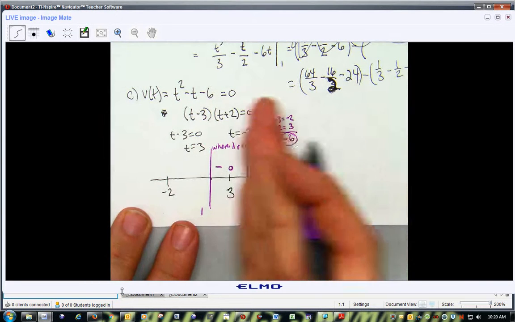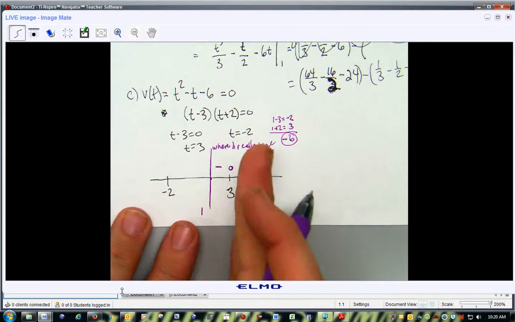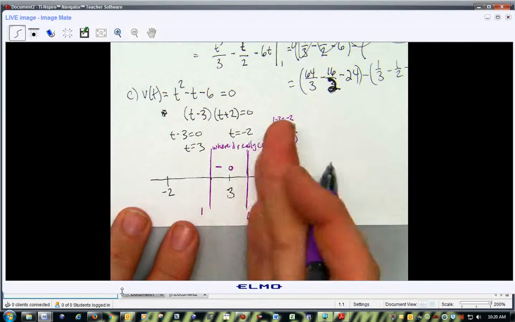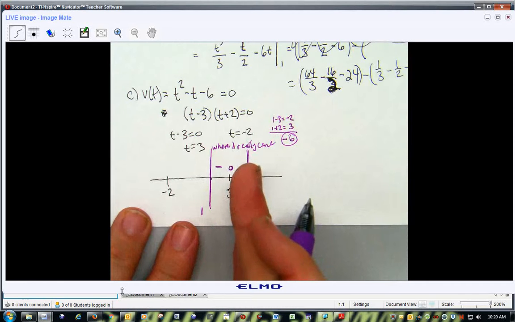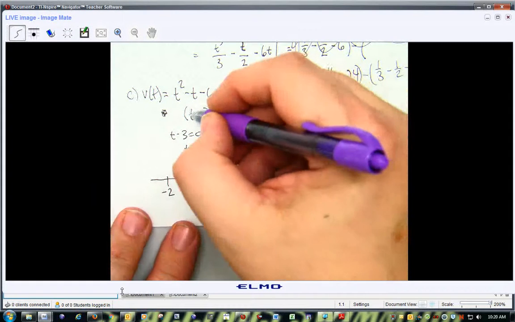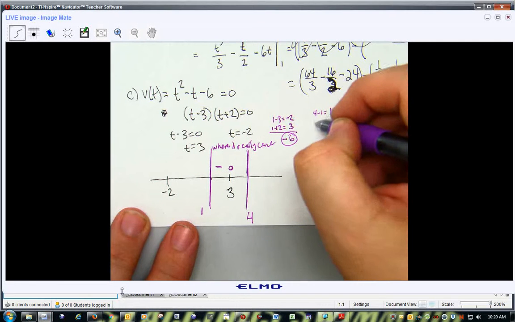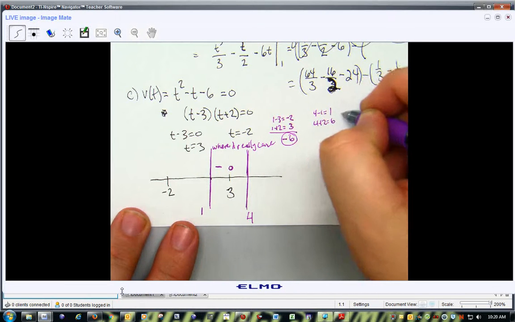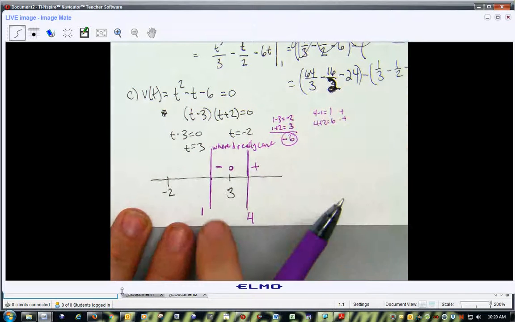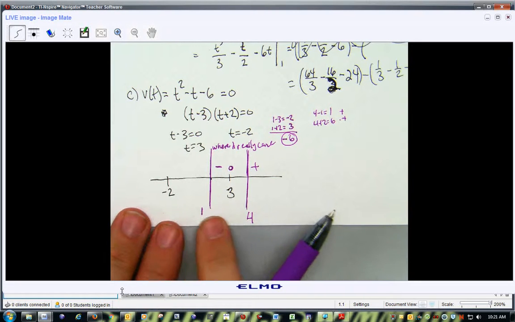Just because I'm looking at the velocity between 1 to 4, that doesn't mean I can't use 4 as a test point. So I'll plug in a 4. 4 minus 3 is 1. 4 plus 2 is 6. That's positive times positive, so it's positive. So this verifies for us that the integral is going to be from 1 to 3 and 3 to 4.